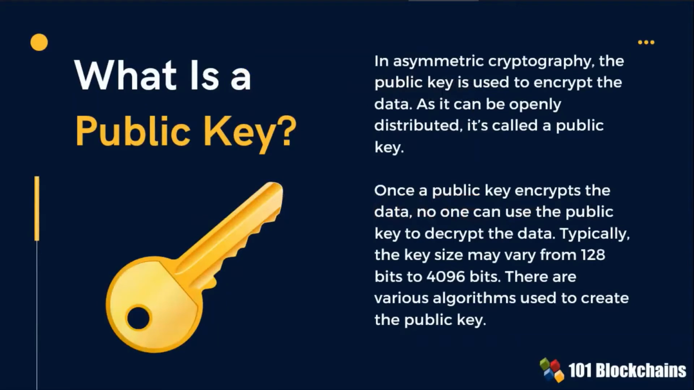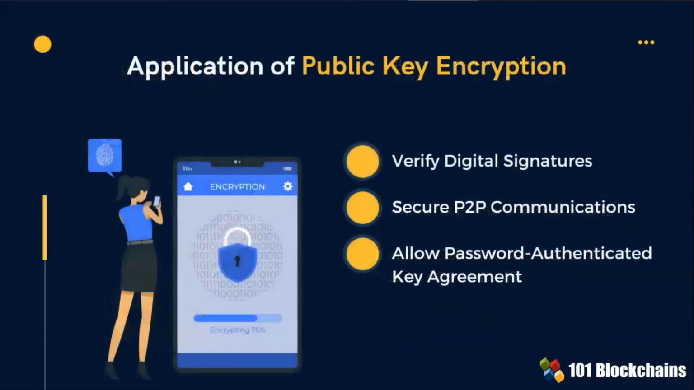In asymmetric cryptography, the public key is used to encrypt the data. As it can be openly distributed, it is called a public key. The key size may vary from 128 bits to 4096 bits. There are various applications of public key encryption. Just to name a few: verified digital signatures, secure peer-to-peer communications.